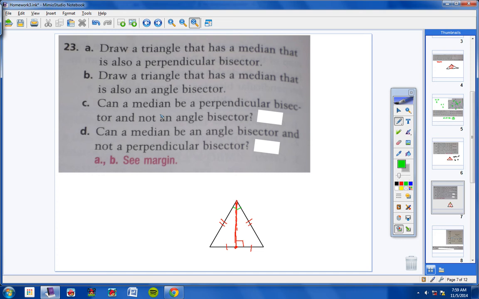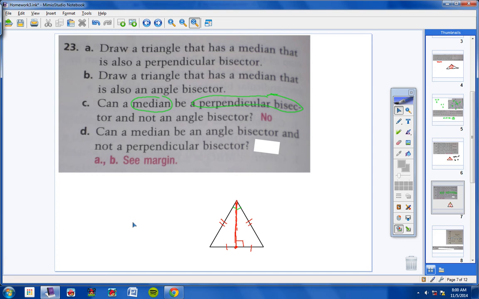Now letter C, can a median be a perpendicular bisector and not an angle bisector? That's not going to be possible, guys. If you're going to draw a situation where a median is also a perpendicular bisector, it will also be an angle bisector. You can try all you want to find a counterexample, but it's not going to happen, okay? If the median is also the perpendicular bisector, it will always also be the angle bisector. Always. So the answer is no. Just think about that. There's no way it can be done, okay?